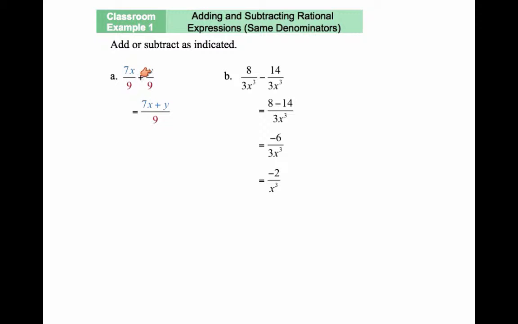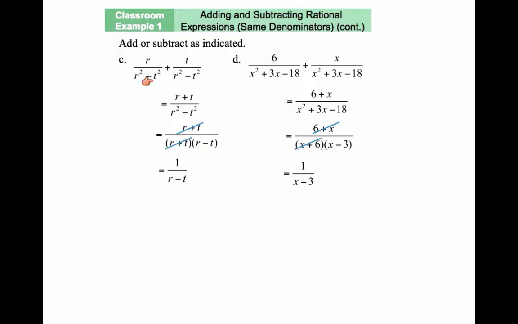If I have 7x over 9 plus y over 9. Same denominator. We keep this and we just add the numerator terms at the top. Nothing cancels or simplifies here, so we can leave it as is. Part B, again, same denominator. We keep 3x cubed and we subtract 8 minus 14. That would be minus 6. Here we can reduce to minus 2 over x cubed. We always have to reduce at the end.